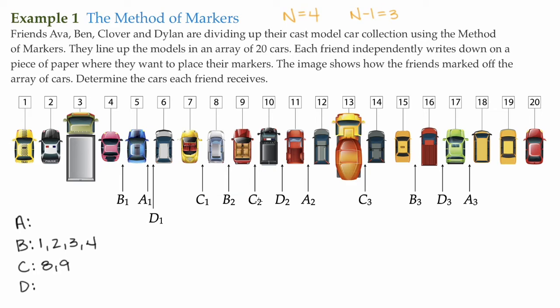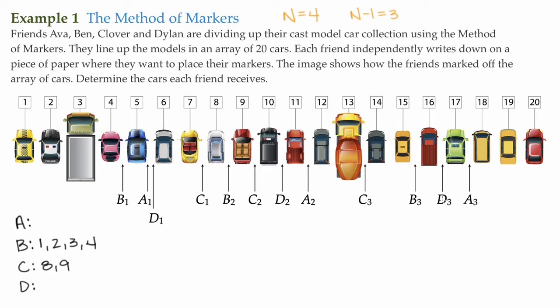So then we continue in this fashion. We're going to go down until we come across the third marker. So as we go on down the line here, here's the third marker we come across, except that's Clover again, and Clover was already awarded her second section of cars 8 and 9. So we keep going until we come down to the next third marker. That's Ben. Ben's already been awarded a section. So we keep going until we come to the next third marker. And of course, that's Dylan right here.